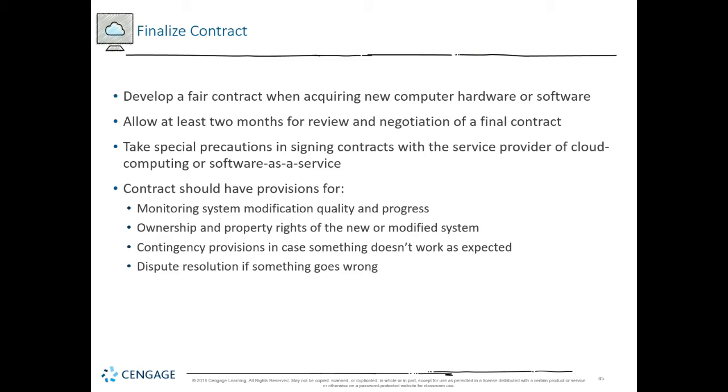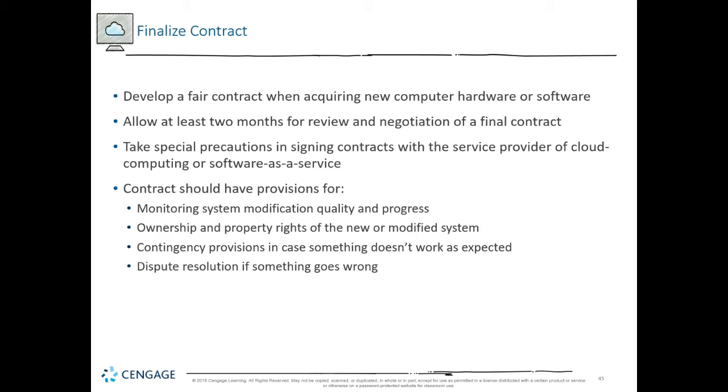Finalize contract. Develop a fair contract when acquiring new computer hardware and software. Allow at least two months for review and negotiation of the final contract. Take special precautions in signing contracts with a service provider of cloud computing or software as a service.